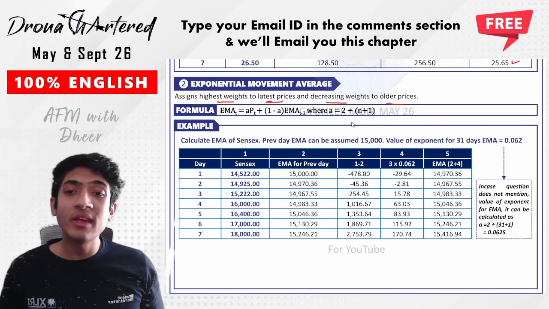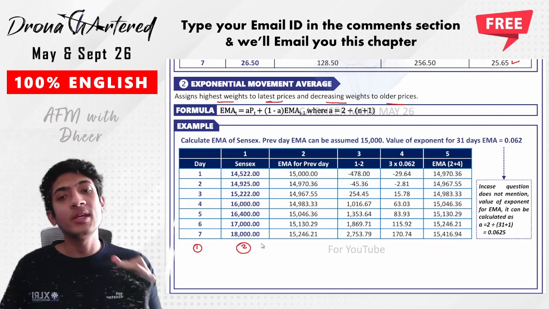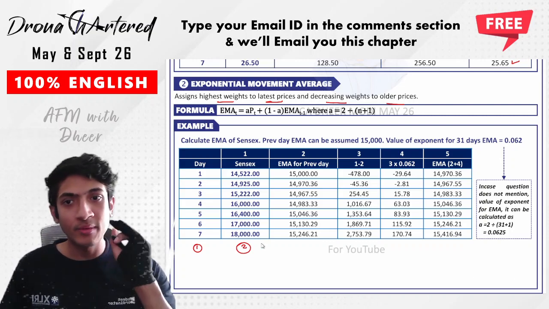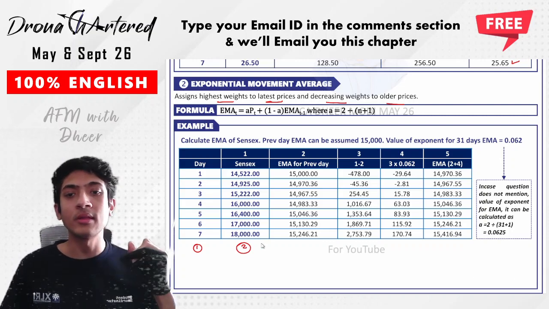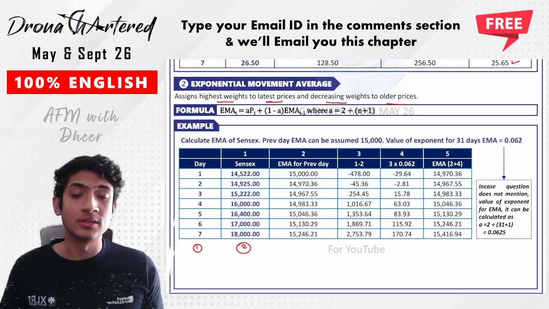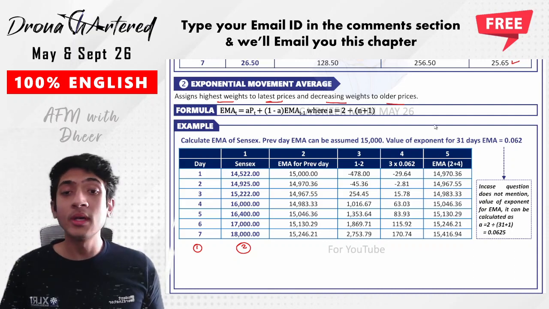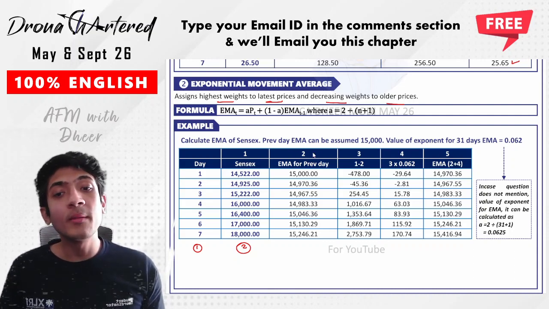So what have they given us? They have given us days and the Sensex for each of these days. So again, the same days 1 to 7 and they've given us the Sensex. How do we calculate the exponential moving average? The exponential moving average is your column number 5. First you will have to do EMA for previous days.